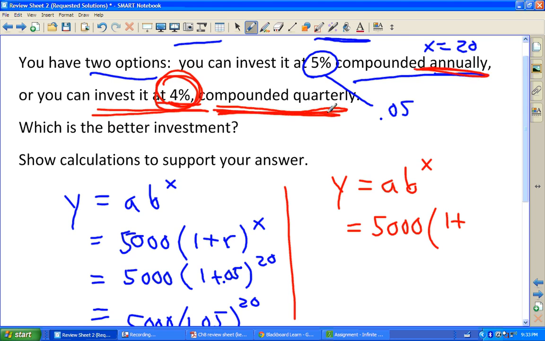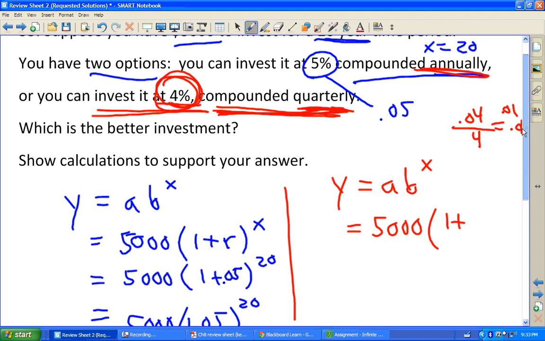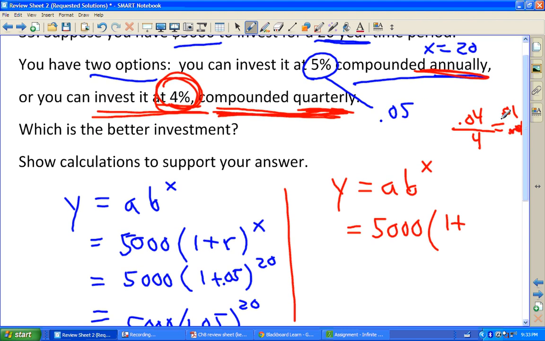But when I have to compound it quarterly, I have to take that 0.04, expressed as a decimal, and divide by 4, because there's 4 quarters in a year. 4 quarters in a dollar, 4 quarters in a basketball game, same stuff, okay? So this is going to give me 1% or 0.01. So this is going to be 1 plus 0.01.